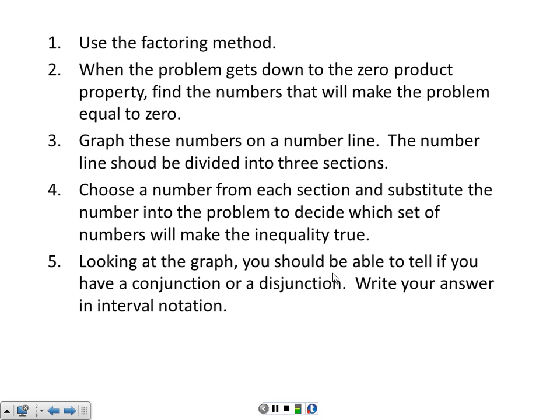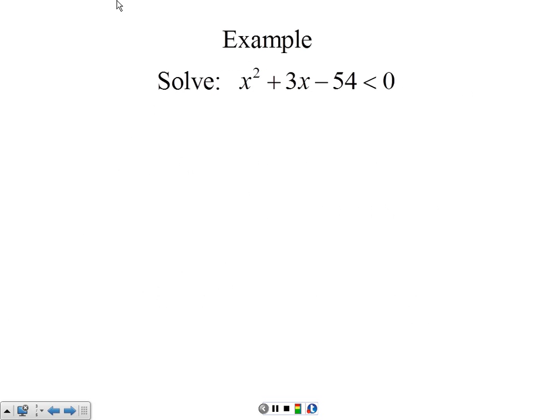You should be able to tell if you have a conjunction or a disjunction and write your answer in interval notation. Alright, so here we have it. You have x squared plus 3x minus 54 is less than 0. So what we're going to do is we're going to factor this.